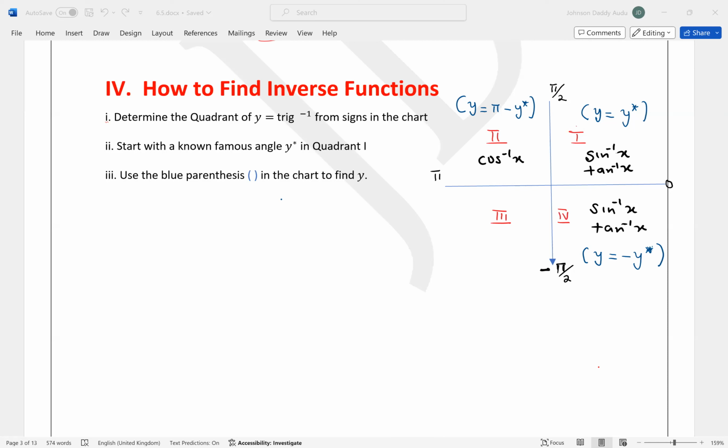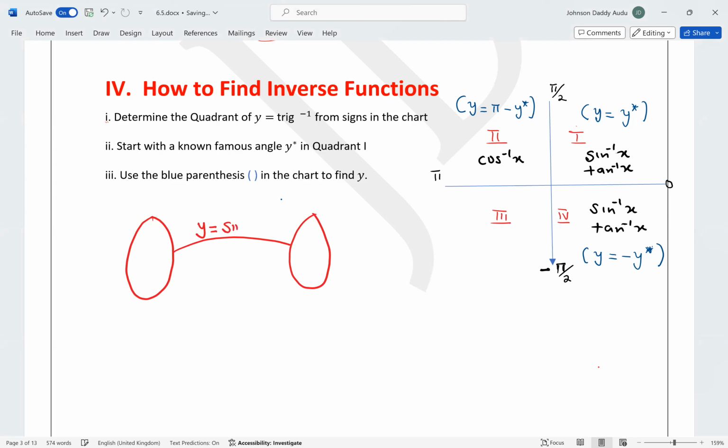For example, if you have y equals trig inverse, we can use the chart, but let me explain what the chart is talking about. Now, let's look at inverse. We're going to focus on three functions: sine inverse, cosine inverse, and tan inverse. Remember, every function has a domain and a range. So let's assume that our function, let's call it y, is sine inverse of x.